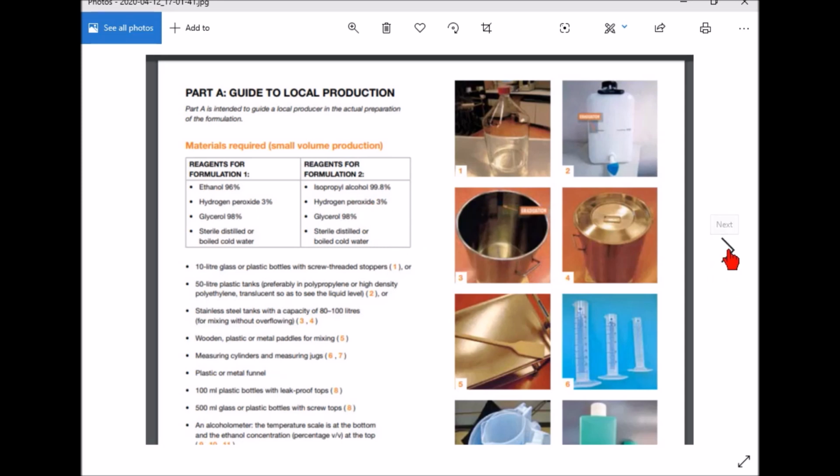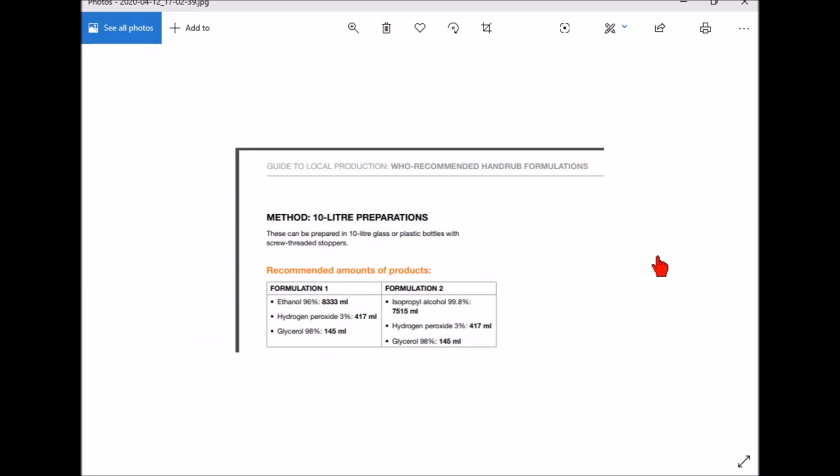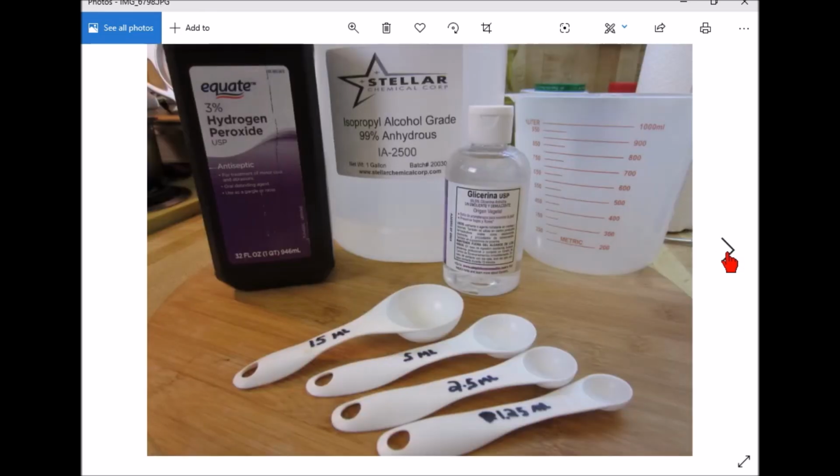Now, the formula they give is to make 10 liters. We're not going to make 10 liters. We're going to make 1 liter. Now, you don't need any equipment that you wouldn't normally have in the house. I was thinking about, and a lot of people don't have graduated cylinders or pipettes or things to measure. But if you have basic cooking utensils, you can do this. And if you don't, I'll even show you how you can make your own graduated containers.